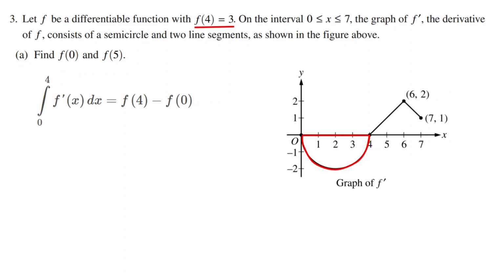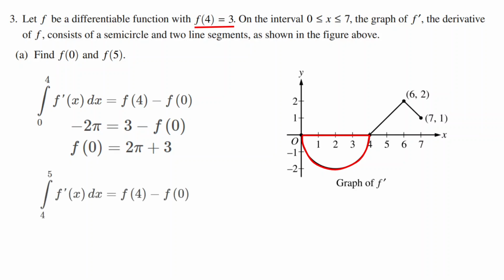A half circle's area is 1/2 pi r squared. We plug in the radius of 2 and also make it negative because it's below the x-axis. This means that the area is negative 2 pi. We can also get f of 4 from the question, which tells us that it's equal to 3. We substitute these values and then isolate f of 0 and we get the answer 3 plus 2 pi. We do the same process to find f of 5. The integral from 4 to 5 is a triangle: 1/2 times the base of 1 times the height of 1 just equals 1/2. We isolate f of 5 and get the answer 3.5.